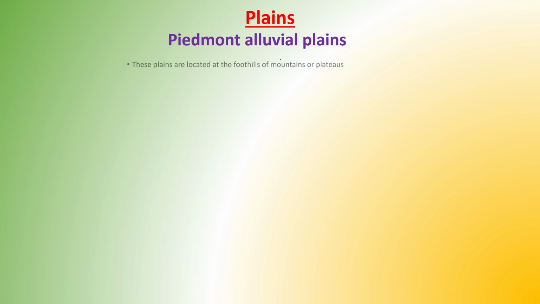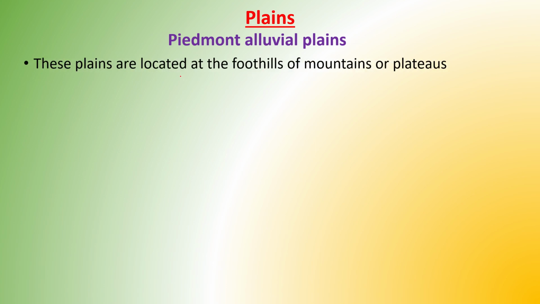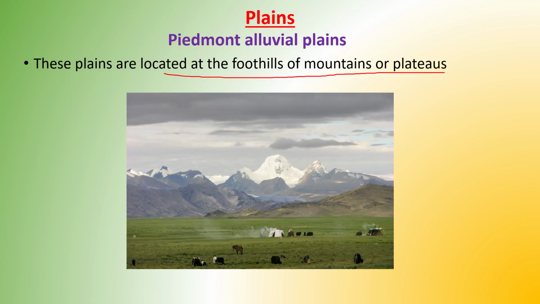Piedmont alluvial plains are located at the foothills of mountains or plateaus. Here, this one is because of deposition of silt brought down by the glaciers or the rivers, and this plain has been formed. Whereas the peneplain is a little bit different. That is a nearly plain, and that was formed by erosion, not because of deposition.